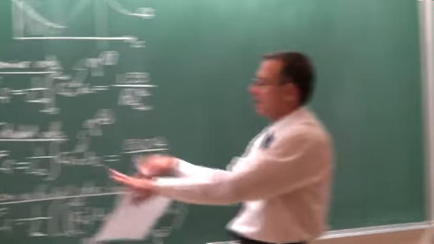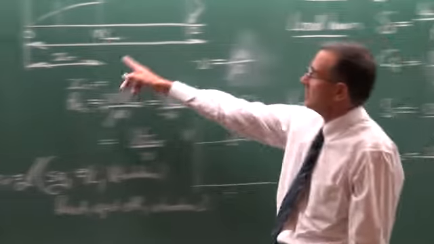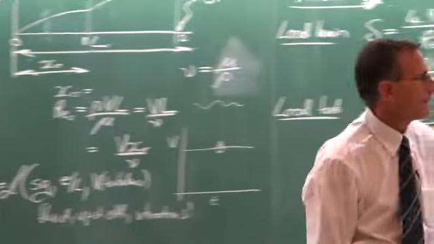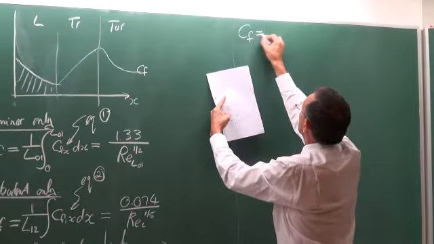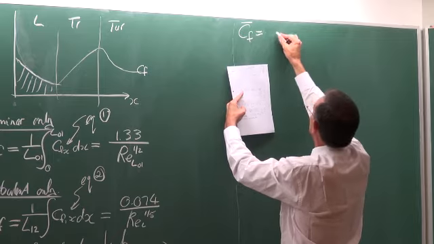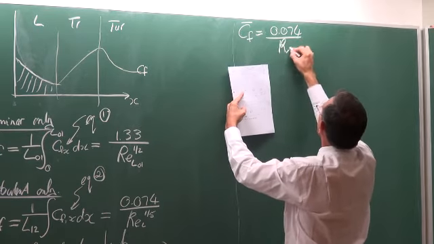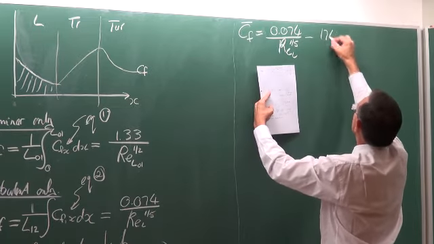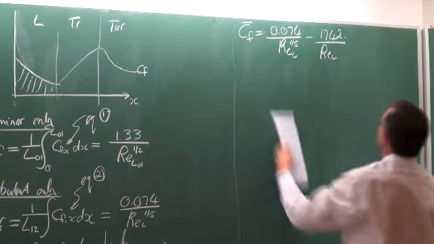Okay, and what is going to help us in terms of where this position is, is the critical Reynolds number. Okay. And the result of that is that if we do the integration, then the average would be equal to 0.074 divided by Reynolds L to the 1/5 minus 1742 divided by Reynolds number L.